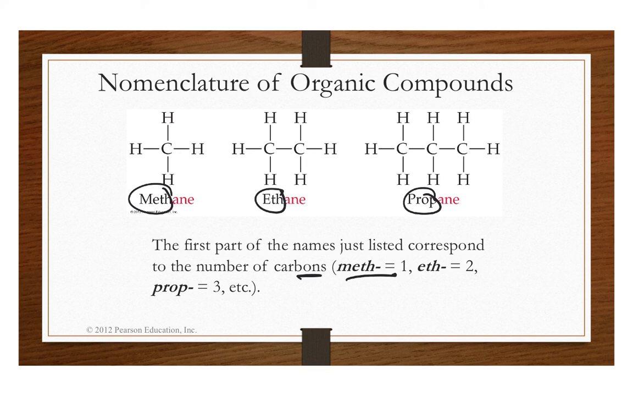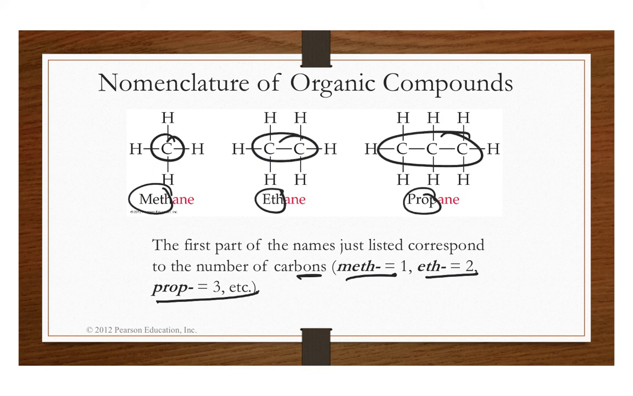Meth means I've got 1 carbon. Eth means I've got 2 carbons. Prop means I've got 3 carbons. Where does the ane come from? The ane comes from the fact that there are only single bonds in each of these substances.